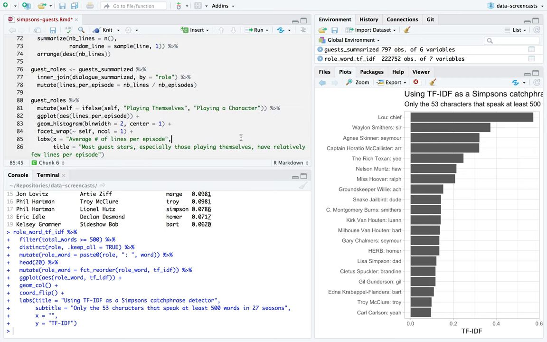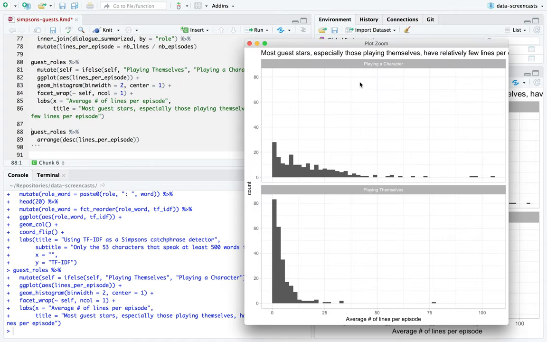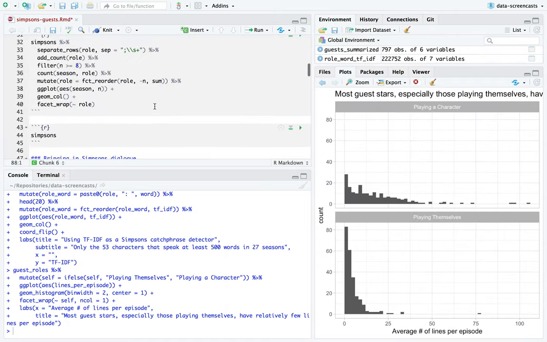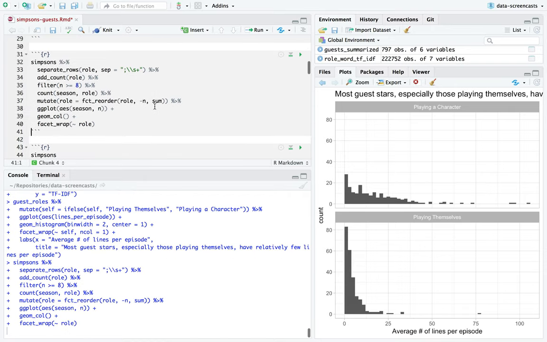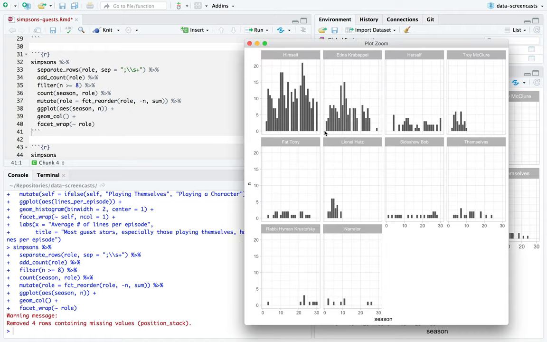We learned some things about the number of times each character appears, the lines per character among guest stars, whether playing a character or playing themselves. We looked at a couple of the common guest stars and how they appear across seasons. Seeing ones that were really common early on, like Lionel Hutz or Troy McClure, and ones that appeared before Phil Hartman died, and ones that span across a lot of the show.